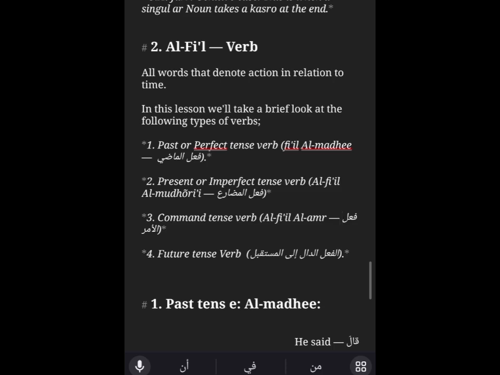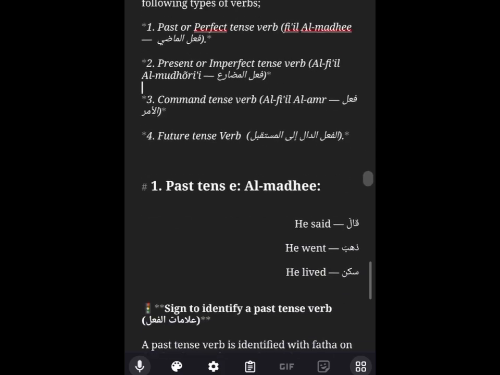الفعل الدال على المستقبل is a future tense verb. Future tense in Arabic is not different from the imperfect tense verb. Meaning that the same فعل المضارع can also refer to future tense. However, to create some distinction, there are some letters that you use to create some sense of distinction. Now let's move on to the past tense verb properly.